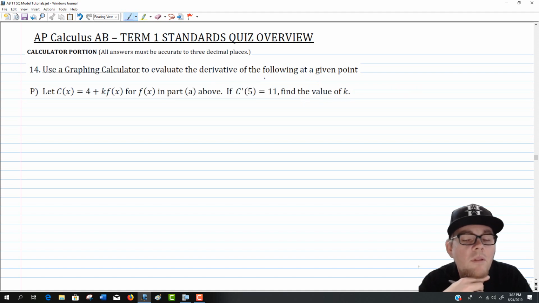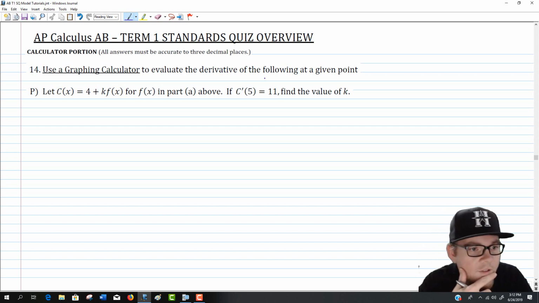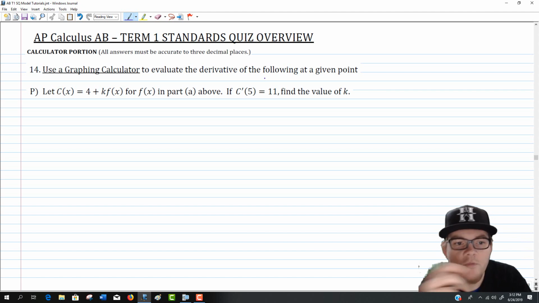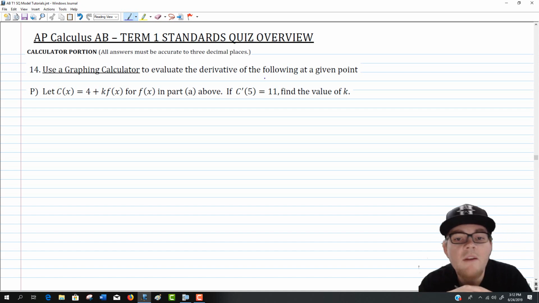But now for the plus question, we involve a little bit more problem solving in here, a little bit more arithmetic and algebraic work to get there. So let's see. In question 14p, the question states, c of x is 4 plus k f of x for f of x from part A. So we're going to have to go back to part A again. Oh well, we'll deal with it. Then it says if c prime of 5 equals 11, find the value of k.